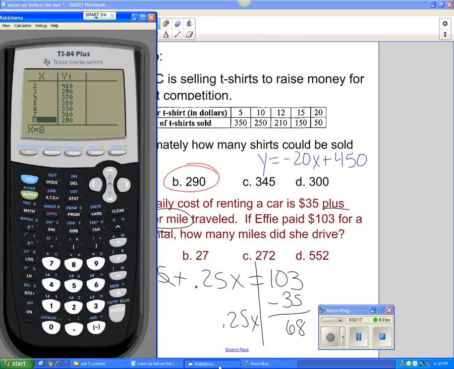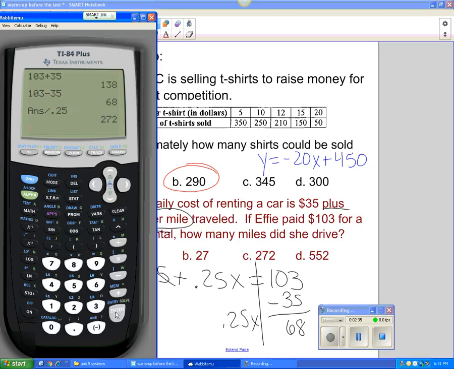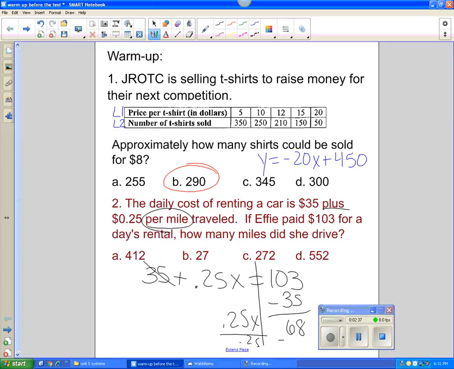So let me get my calculator back here. So 103 minus 35. Gives you 68 divided by 0.25, get 272. Divide both sides by 0.25, and you get 272 as your answer. So B and C for the warm-up.